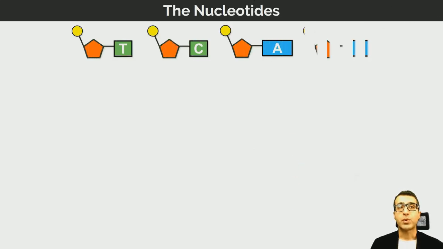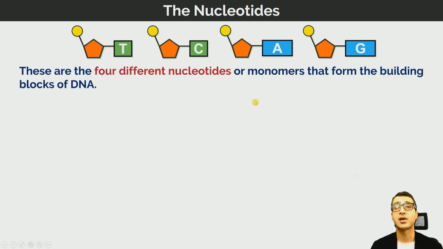So we have generally four different nucleotides that are found in DNA. One of these nucleotides is exchanged for a different nucleotide in RNA. So this is thymine, which is found in DNA, but it's uracil which is found in RNA. And so these are the four different nucleotides, or monomers, that form the building blocks of DNA.